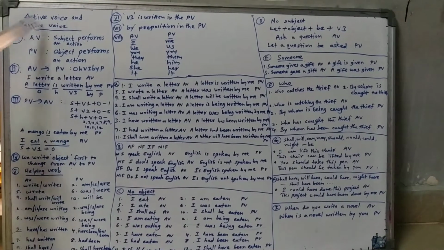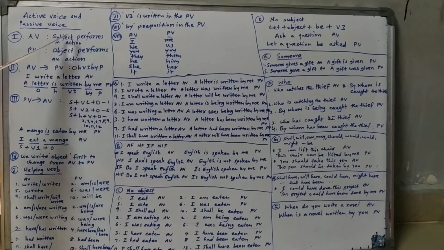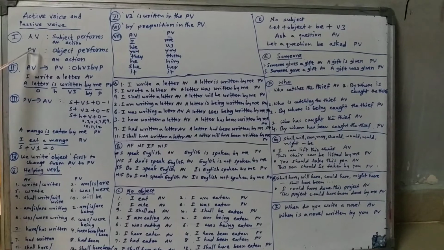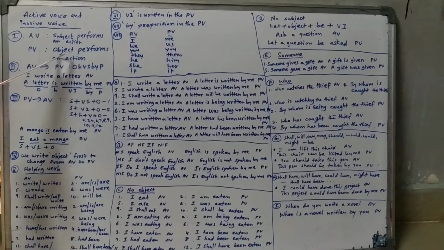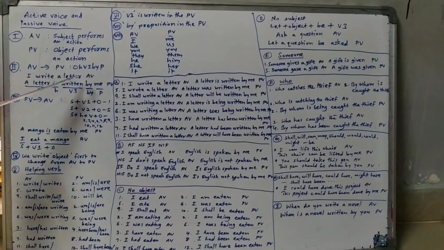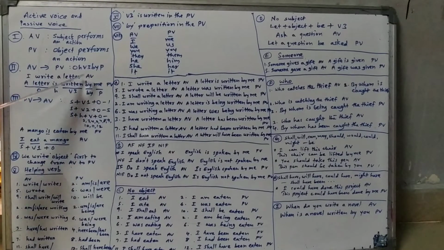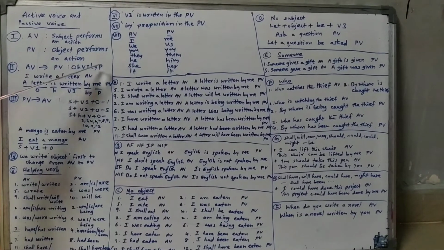Active voice and passive voice. Active voice means the subject performs an action. Passive voice means the object performs an action. When we want to change an active voice sentence into passive voice, we use this principle: OHV3 by P. Object, helping verb, verb third form, by, preposition, pronoun.